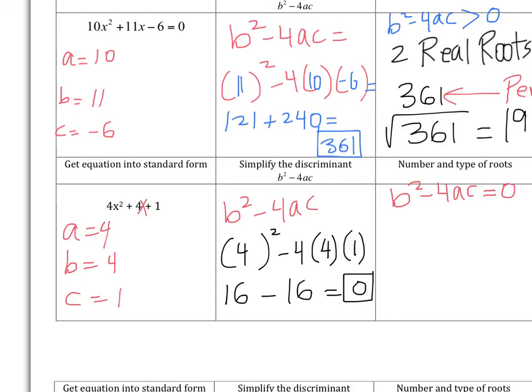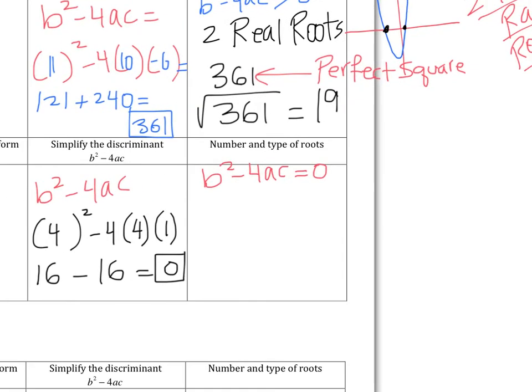What does that mean? It means if I try to graph my equation 4x squared plus 4x plus 1, I'm going to get something like this. It's going to be a parabola that's going to touch my x-axis at one point. How is this going to be? So let's graph it.